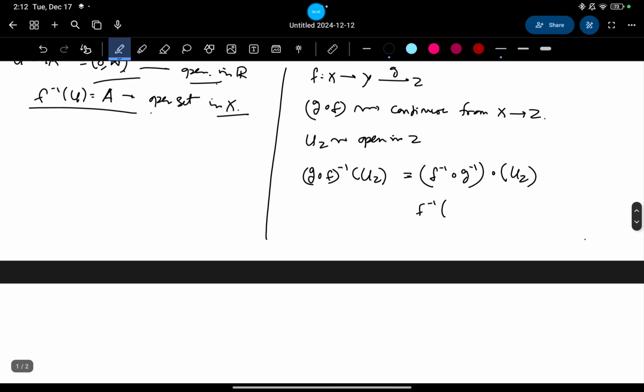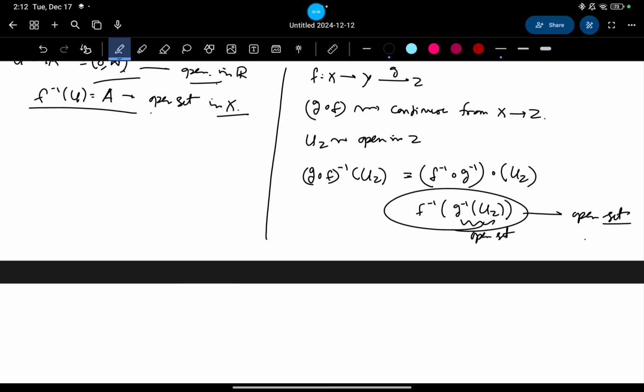So f inverse of g inverse of U_z, right? Now U_z is open, g is continuous, so this is an open set. So this is an open set, so this entire one is an open set. Okay. So the composition is a continuous function.